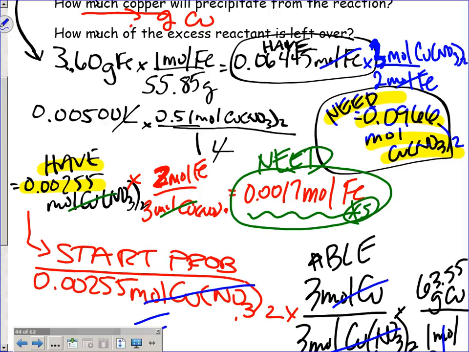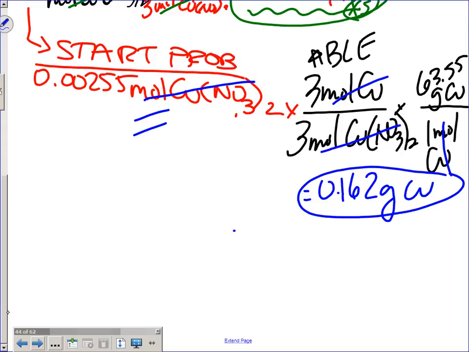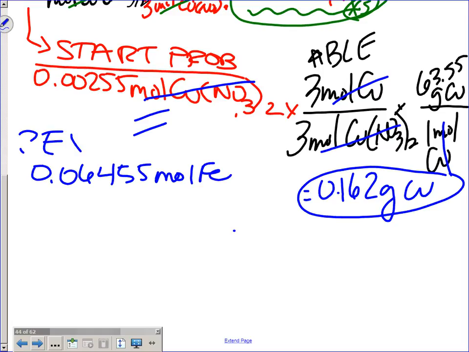So who's my excess again? Iron, and you've labeled that top of your paper. So how much did I have of iron? Okay, you're not pulling it out of thin air, right? It's on the board, it's on your paper. 0.06455. So 0.06455 moles of iron. And this is my question on excess leftover.